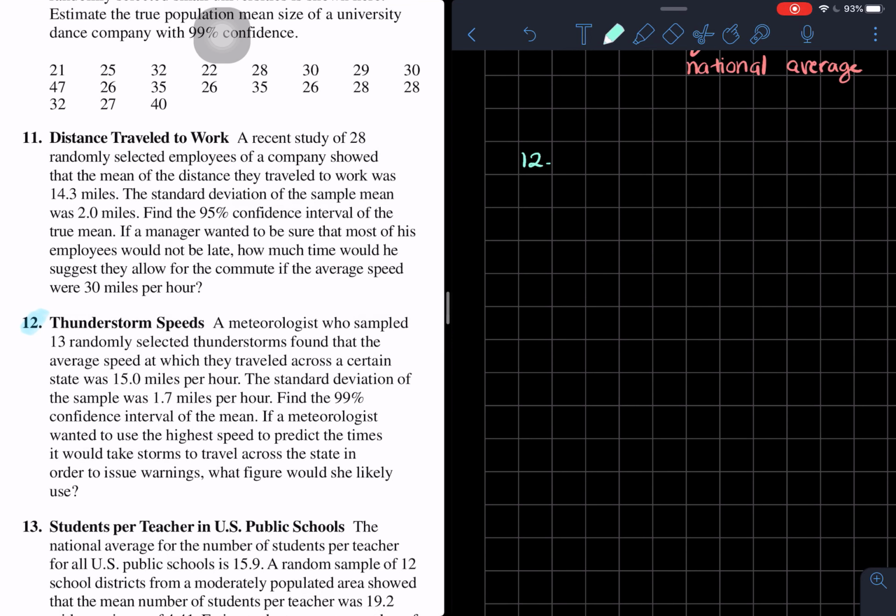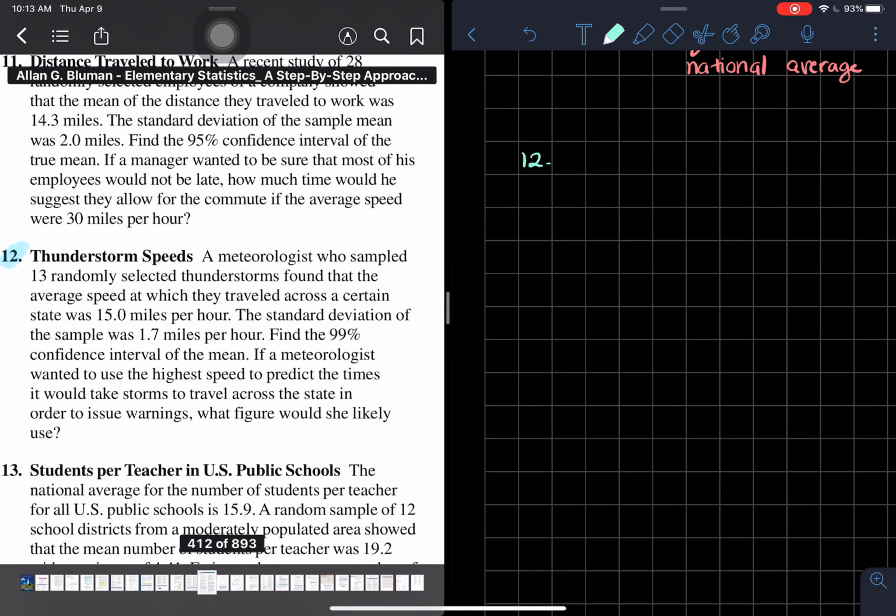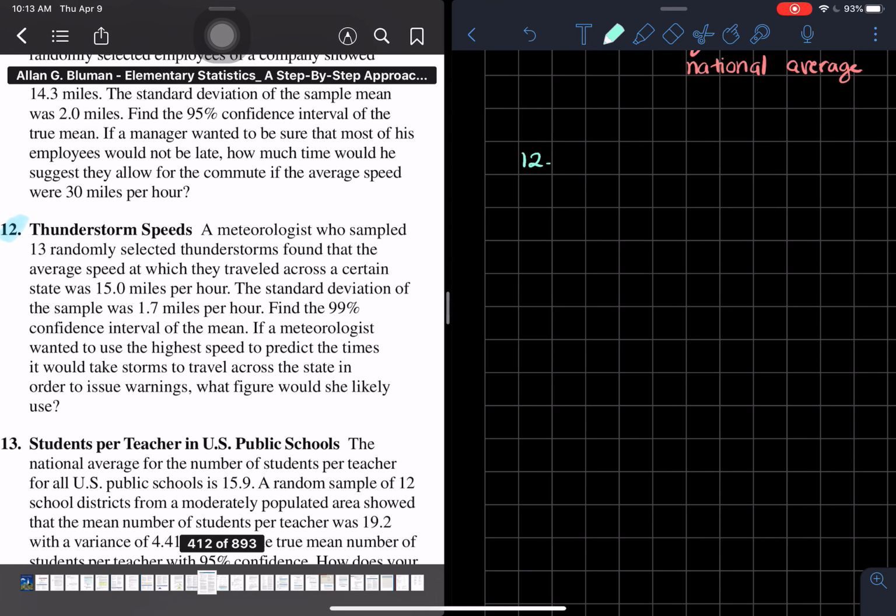Okay, so it says a thunderstorm's speeds. A meteorologist who sampled 13 randomly selected thunderstorms found that the average speed at which they traveled across a certain state was 15 miles per hour. The standard deviation of the sample was 1.7 miles. Find the 99% confidence interval of the mean. If a meteorologist wanted to use the highest speed to predict the time it would take storms to travel across the state in order to issue warnings, what figure would she likely use?